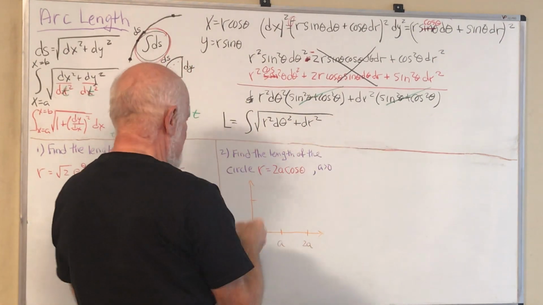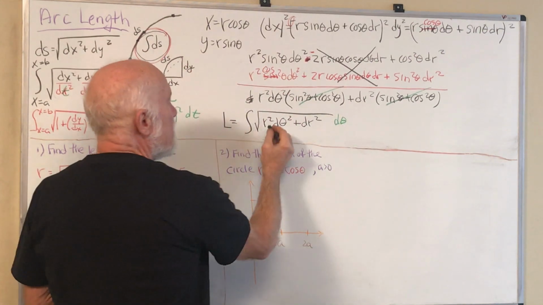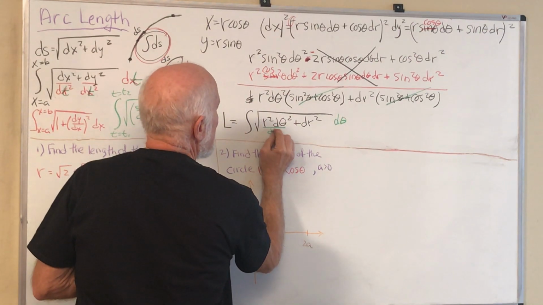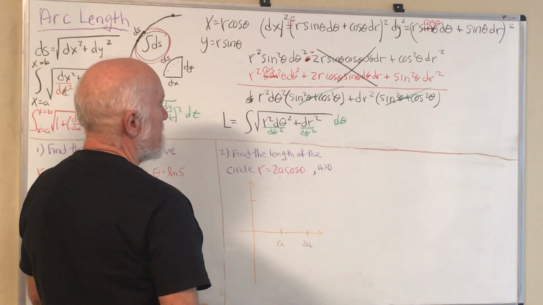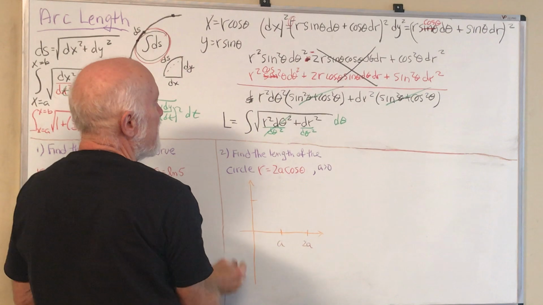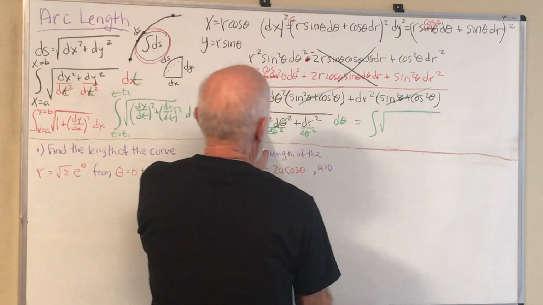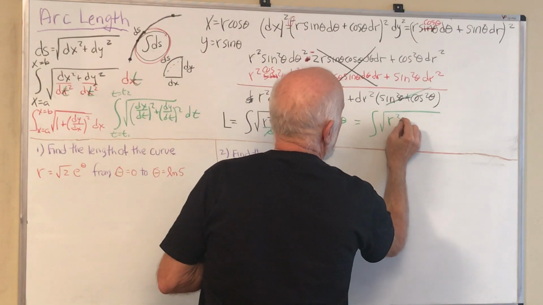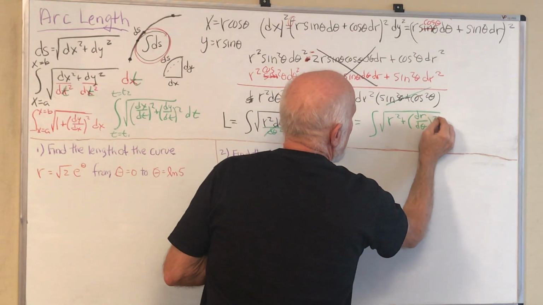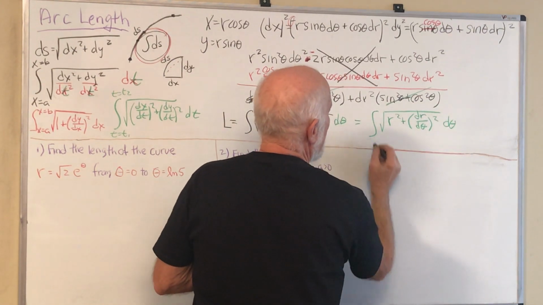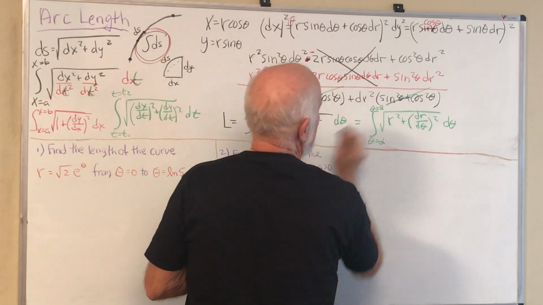But we really want a d theta over here so that we can integrate. So we divide by d theta squared underneath the radical. And these cancel out, and we've got our final formula. It's the integral of the square root of r squared plus (dr d theta) squared, d theta, and you're going from theta equals alpha to theta equals beta.